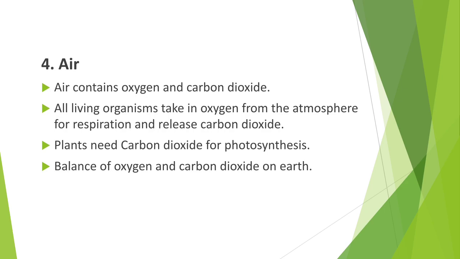Carbon dioxide is also given out by the burning of fossil fuels. Plants take in carbon dioxide from the atmosphere for photosynthesis. For the photosynthesis process, carbon dioxide is needed. When we burn fossil fuels, it releases carbon dioxide that is used by the plants. So both plants and animals should be present in adequate amounts on the earth. That means the balance of oxygen and carbon dioxide should be adequate. There should not be more oxygen or more carbon dioxide. There should be a balance of oxygen and carbon dioxide on the earth.